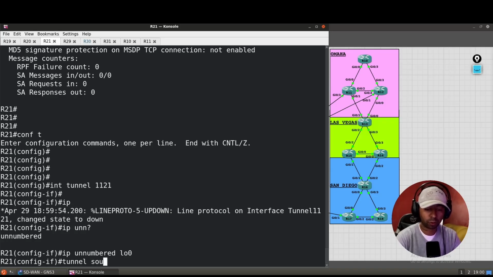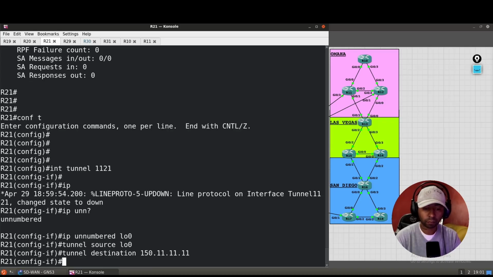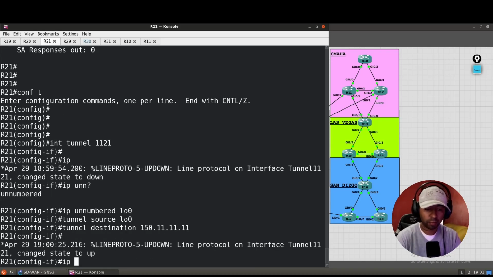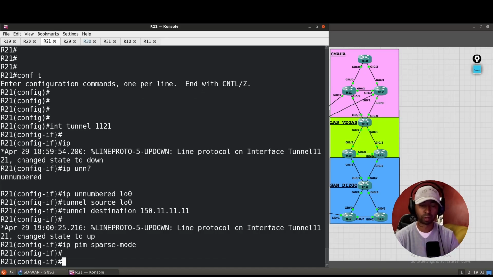Tunnel source will be loopback 0. Tunnel destination will be 150.11.11.11, and also IP PIM sparse-mode. Let's activate here IP PIM sparse-mode inside of this tunnel. We are going to do this on the other side too. Let's go there.